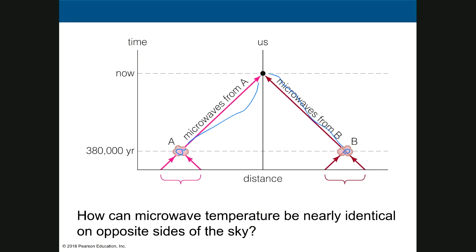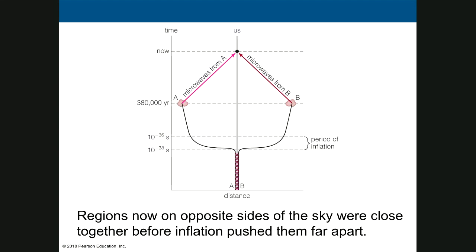in the same space during the same type of event. And in order to be so far apart, they would have had to have undergone tremendous amounts of expansion or inflation. So inflation explains that temperature uniformity. Regions now on opposite ends of the sky must have been close together, and inflation pushed them far apart. Okay, and we see the microwaves from each one that come to us. Because again, remember that the light spherically transmits out, and we only see this part of it here. That's the part that gets to us. Okay?